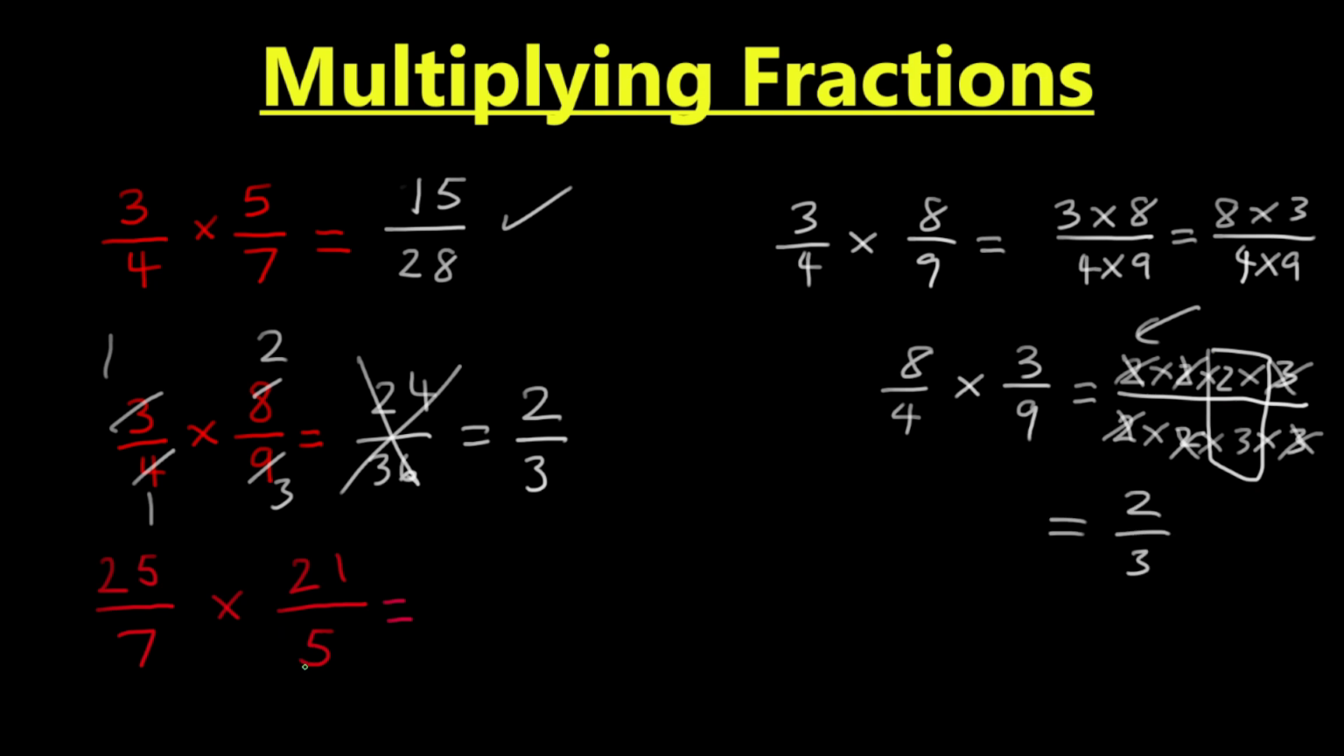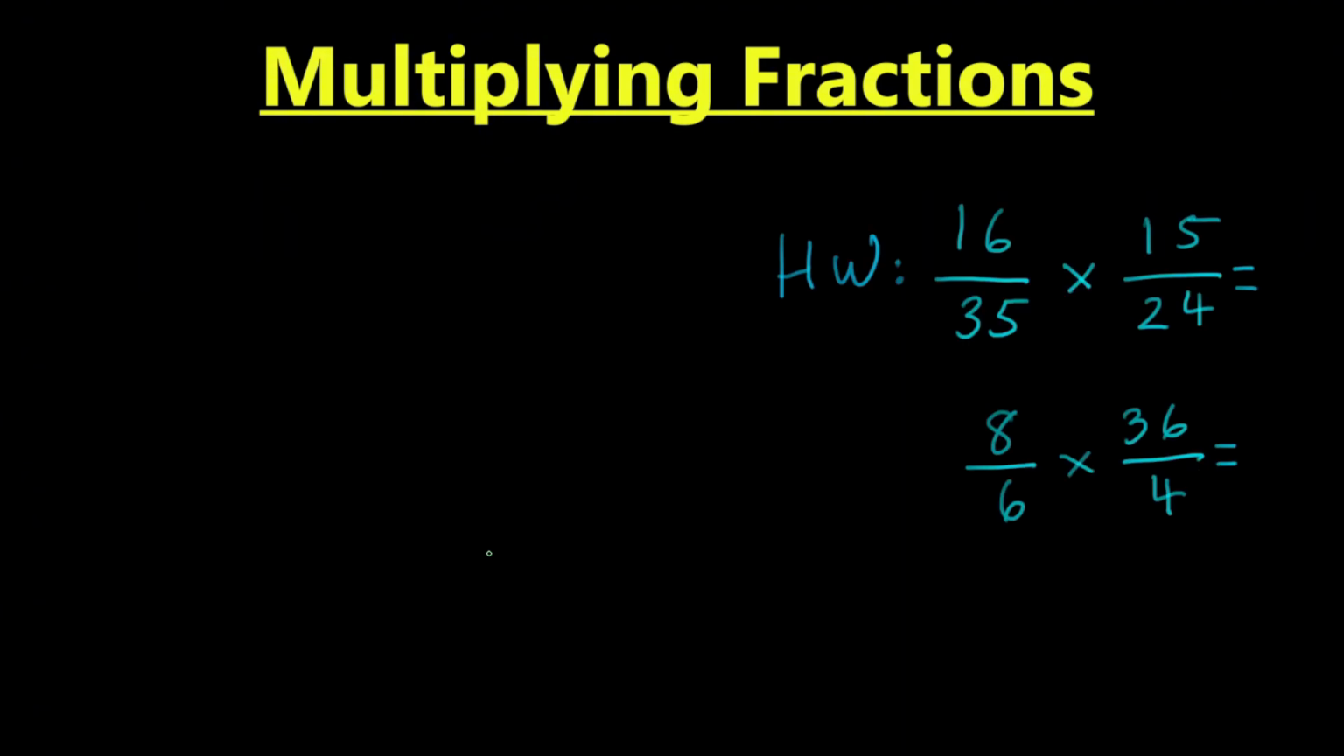So 5 goes into 25 5 times. 7 goes into 21 3 times. 5 times 3 is 15. So we end up with 15/1, which is the same thing as just 15. Go ahead and do the homework questions on the right in blue.